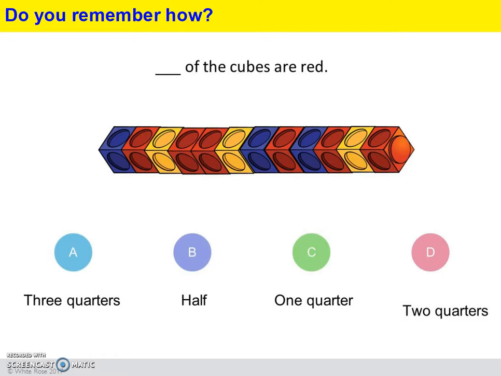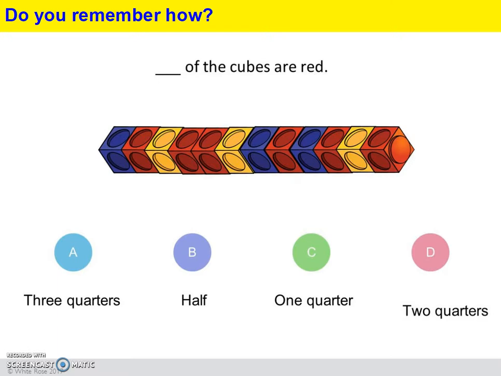So let's have a look at the strategy we can use to calculate the answer for this. Our first thing is we've got to work out how many cubes there are altogether. Looking at our tower of cubes, we have 12 cubes in total. Then we're going to find out how many of those cubes are red. In this case, out of the 12 cubes, 6 of them are red.